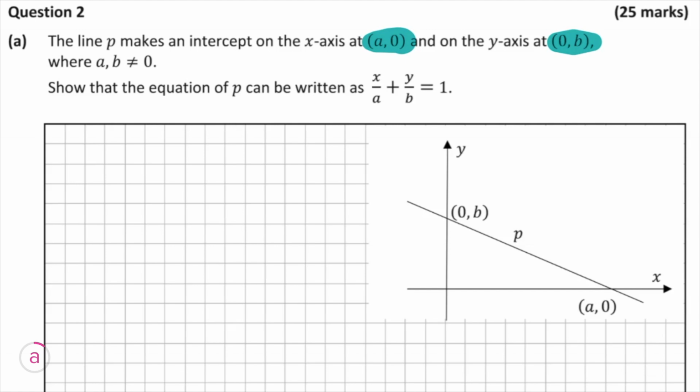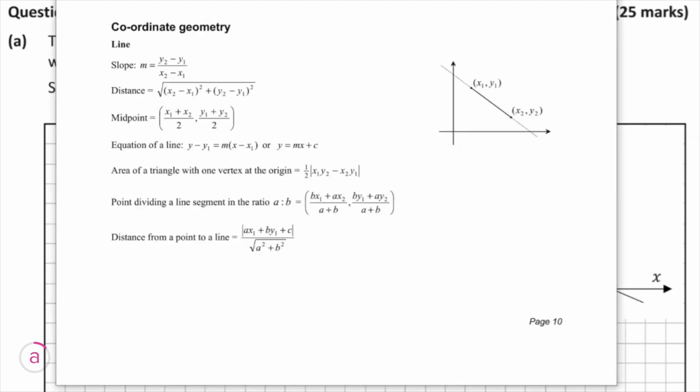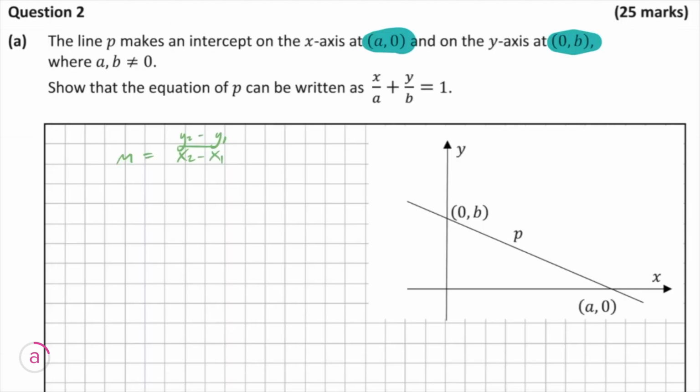I always think the first step in finding the equation of any line should be to identify the slope. To find the slope of a line, we can use this formula in our log tables, y2 minus y1 over x2 minus x1, for any 2 points (x1, y1) and (x2, y2). We're going to let (x1, y1) be (a, 0), and (x2, y2) be (0, b), just because these are the ones they gave us in the question. And we're not going to worry too much about cancelling anything down. We're just going to see how we get on.